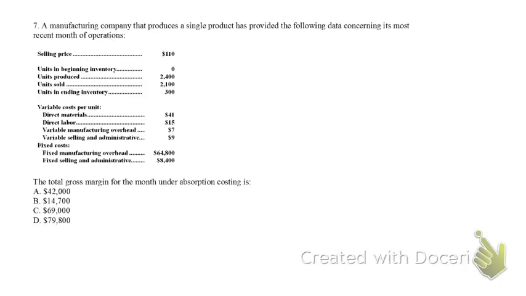The next question is question number 3. For question number 3, what we're looking for is the gross margin for the month under absorption costing. I'm going to do this on a per unit basis. It's just kind of my preference.